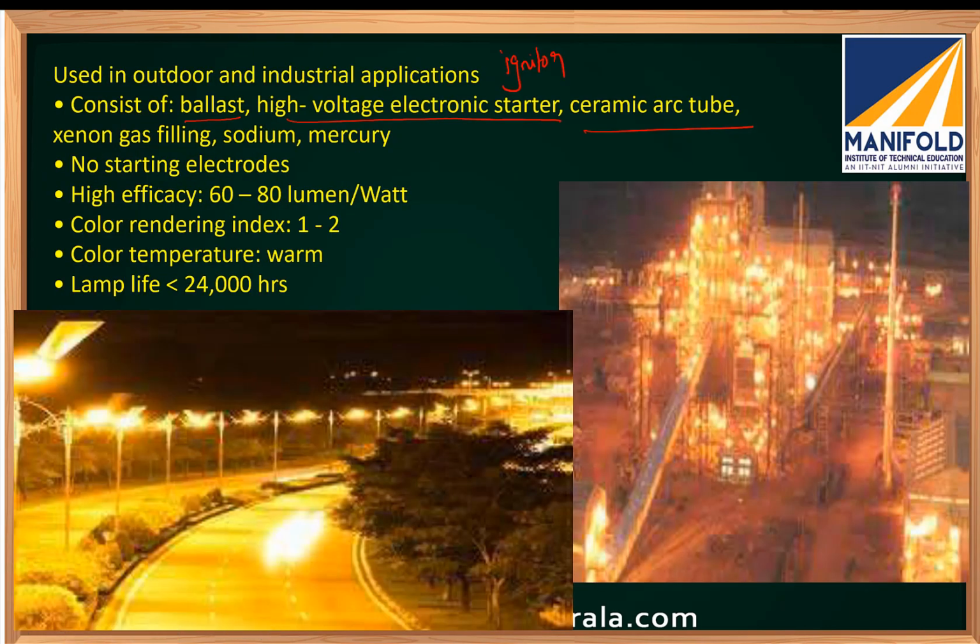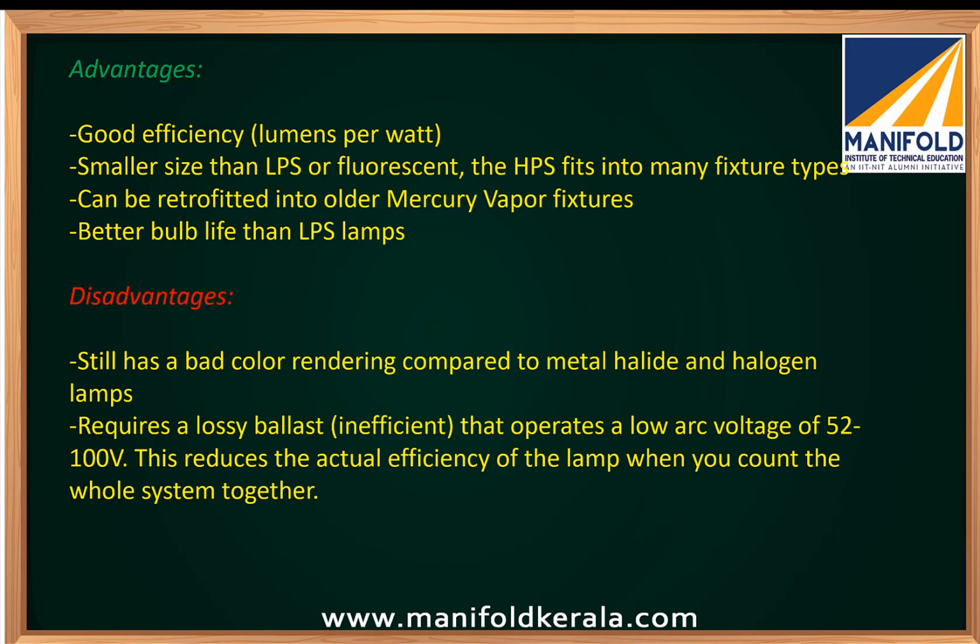So it consists of a ballast, an igniter is required. In the ceramic arc tube, you have xenon, sodium, and mercury. No starting electrodes. High efficiency. Its luminous efficiency is 60 to 80 lumens per watt. CRI value is 1 to 2. Color temperature is warm. Lamp life is less than 24,000 hours. So its luminous efficacy is better than mercury vapor lamps, and life is less.